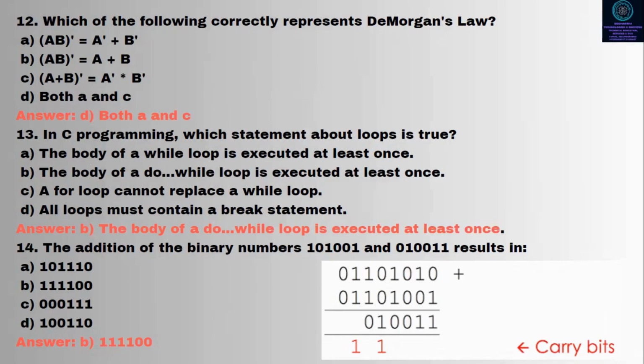Anyhow, question number 13. In C programming, which statement about loops is true? The body of a while loop is executed at least once. That is the correct answer.